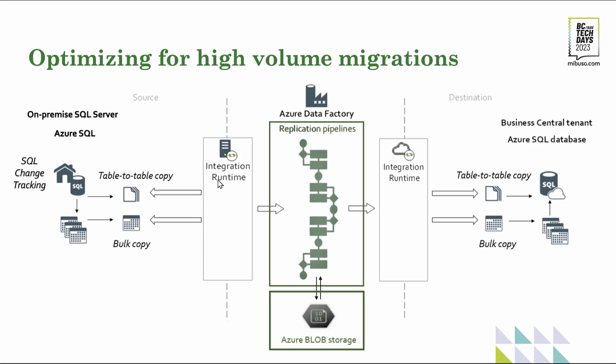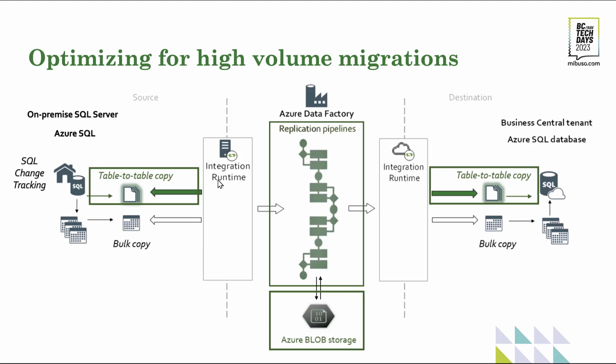The data replication itself is done by two distinct processes. The large tables are copied table to table by dedicated copy activities. This process has been optimized. The smaller tables are going through the process called bulk copy.